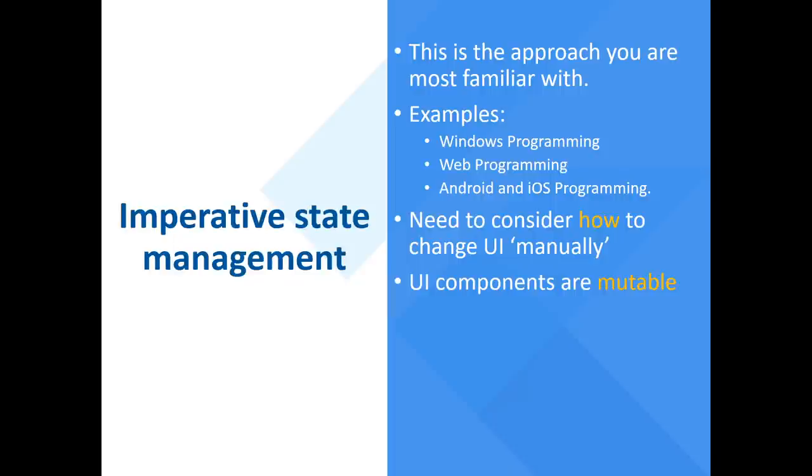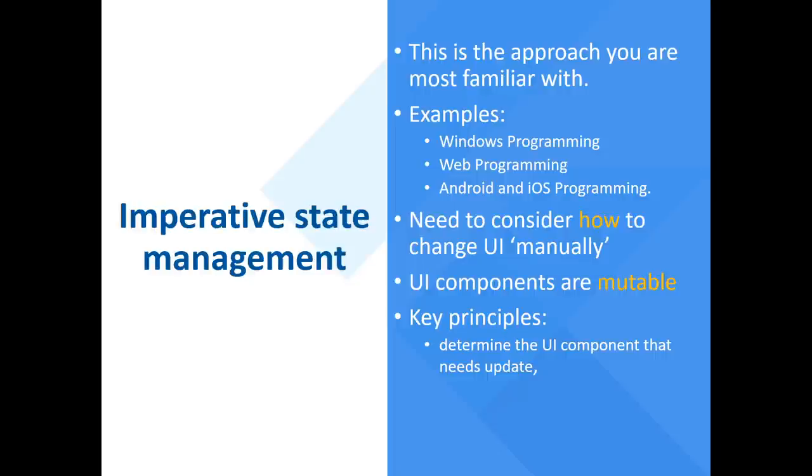So in imperative UI, like in Windows programming, web programming, and Android programming, how can you achieve state management? Because the components, like the window just now, are basically mutable. You can set the value of that window title over and over again. That is why this is very important for the imperative style, because you are dealing with everything on your own, quote unquote manually, or in other words explicitly. You have to write the steps explicitly.